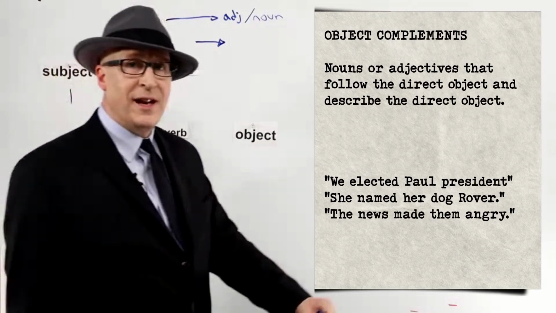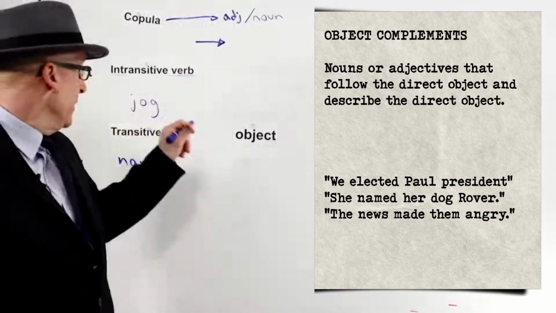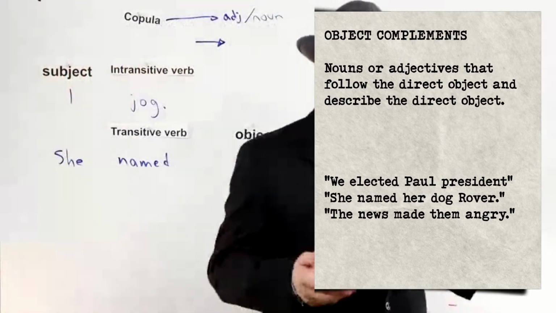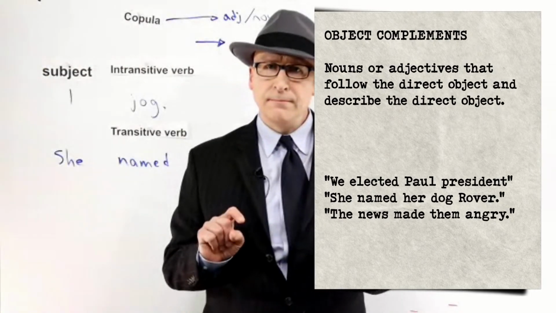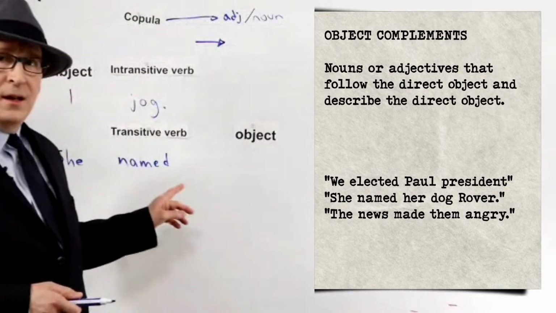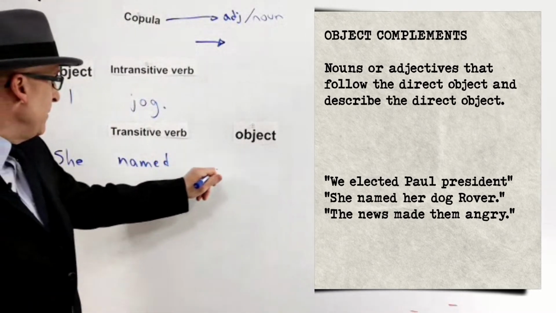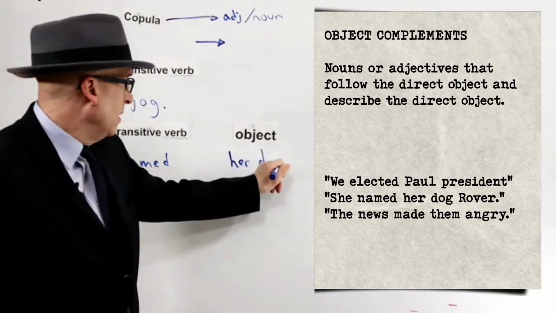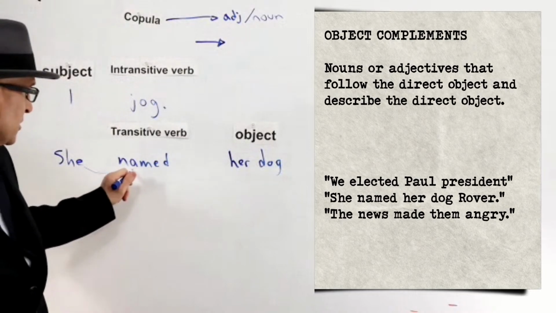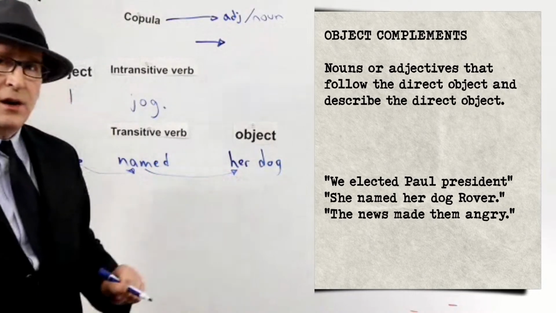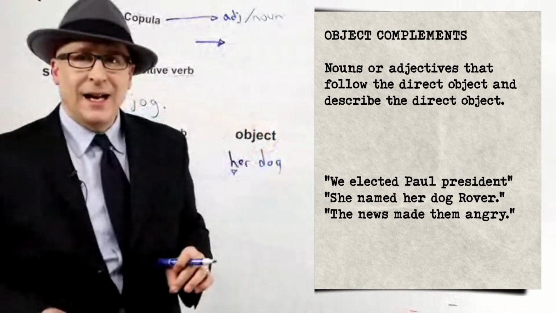We can't just walk around and say, she named. We can say, I jog, period. That's a complete idea. I jog. I cook. I run. I exercise. Nothing has to come after those verbs. But this is transitive and it needs something. You have to name something. Okay? So she named her dog. She did the action and the action affected her dog. This is transitivity.